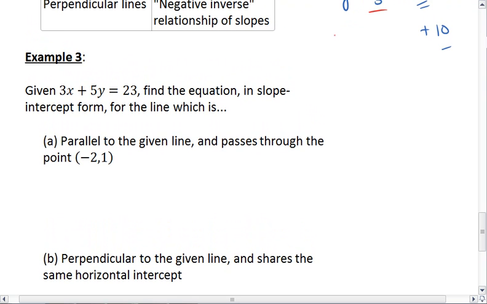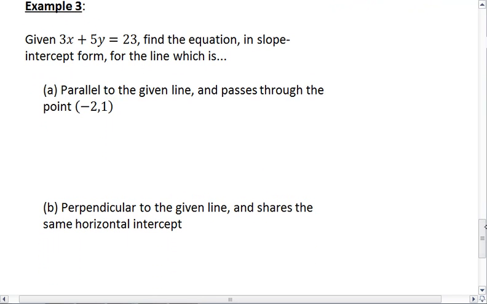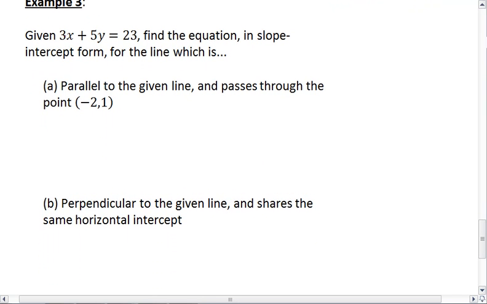In this example, I am giving you a line. I'm giving it to you in standard form. You're given 3x plus 5y equals 23. I want you to find the equation in slope-intercept form for the line which is first parallel to the given line and passes through the point (-2, 1), and then perpendicular to the given line and shares the same horizontal intercept.